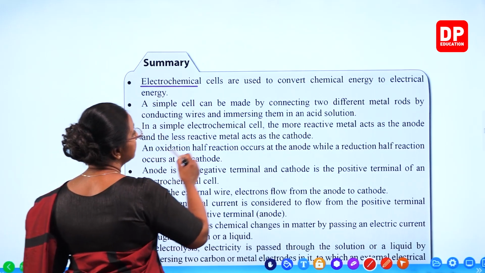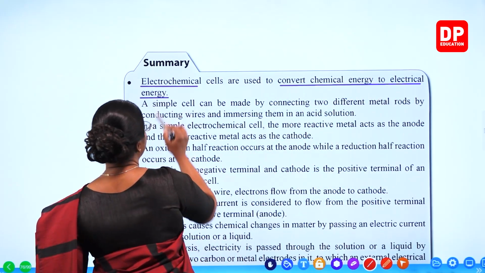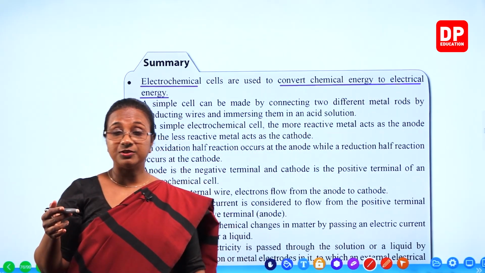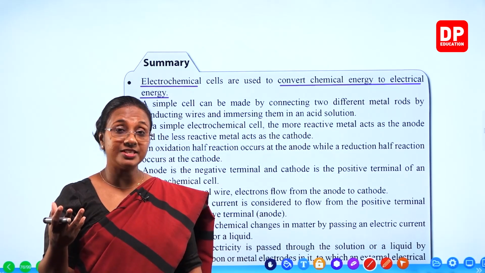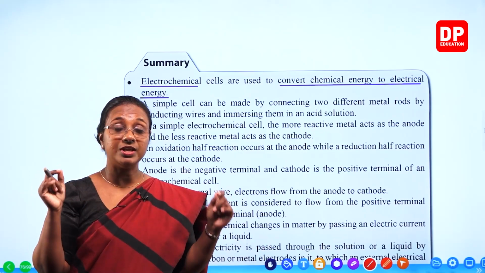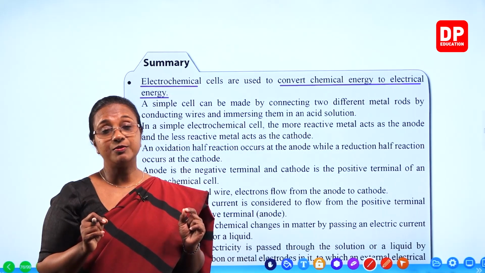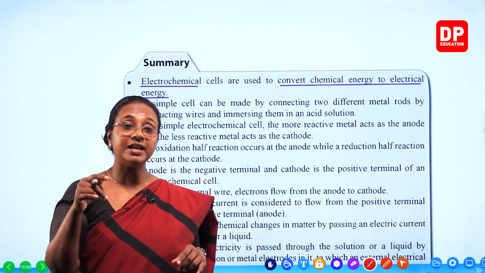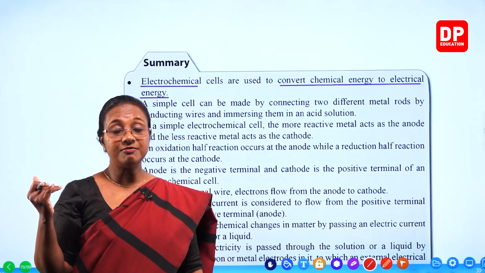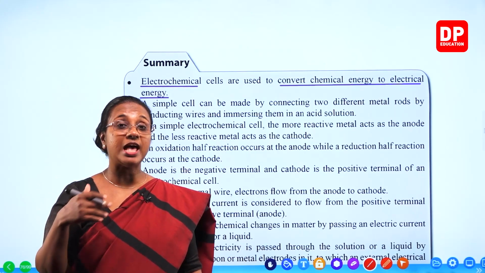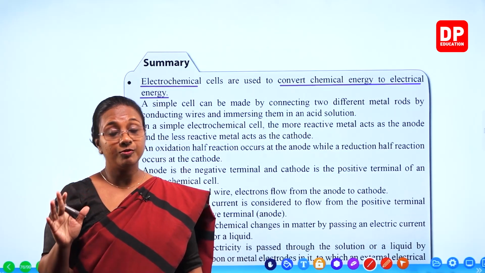So electrochemical cells convert chemical energy to electrical energy. That is why from an electrochemical cell, we are able to generate electricity. You can remember when you dip zinc and copper into a solution of dilute sulfuric acid, and you have a bulb or an ammeter connected to it, you can see the current flow, because the bulb will light or the ammeter will deflect. So you know that current is flowing through it.